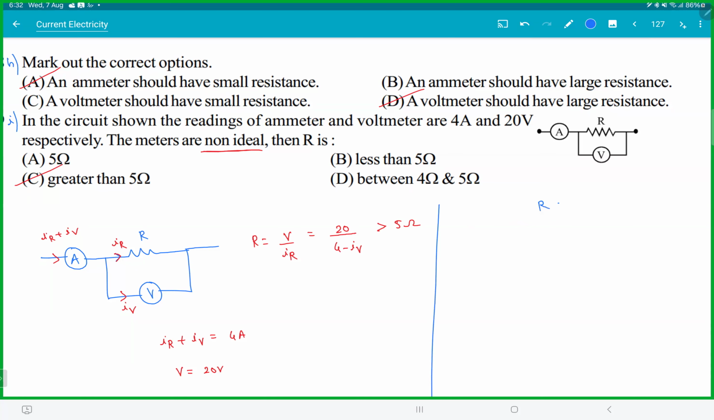We have a resistance, ammeter. This time you get the voltage like this. I change the question here. Now in this case, it will measure the correct current, but now it will measure VA plus VR. And this thing comes out to be 20 volts. So now the resistance will be 20 minus V ampere by 4 ampere. This will be less than 5 ohms.